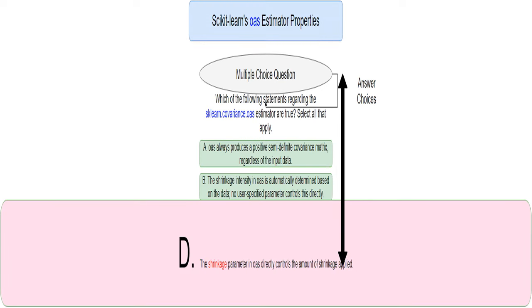Statement D suggests that OAS has a parameter to directly control the amount of shrinkage. This is false. OAS calculates the amount of shrinkage internally. There's no user-adjustable shrinkage parameter in OAS.